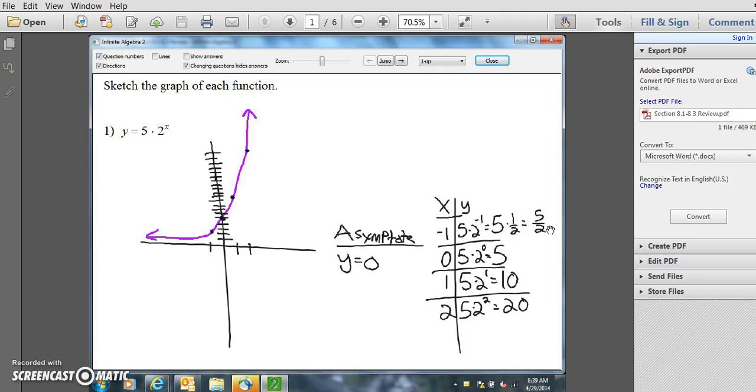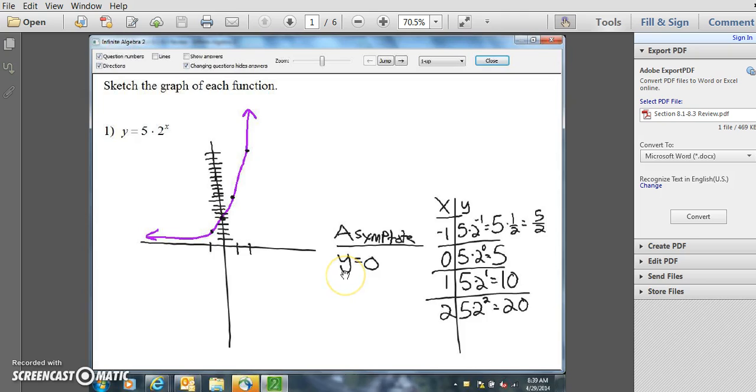Now, when we do this, you take your points and you plot them. So at -1, I get 2.5. At 0, I get 5. At 1, I get 10. And at 2, I go all the way up to 20. You do have to have tick marks if a graph is not provided for you.